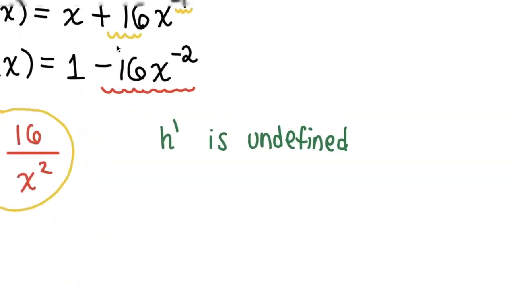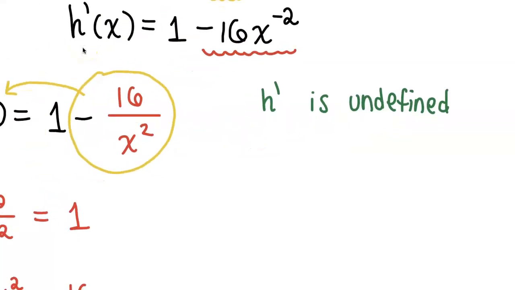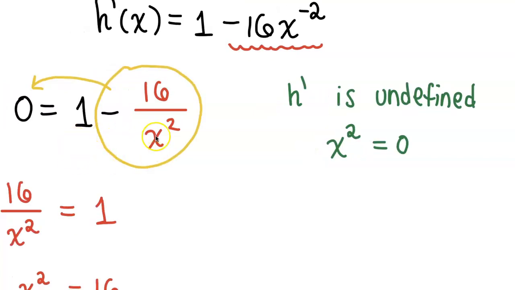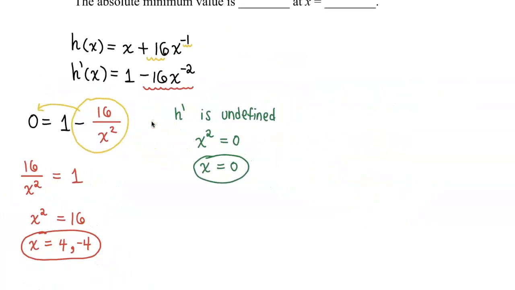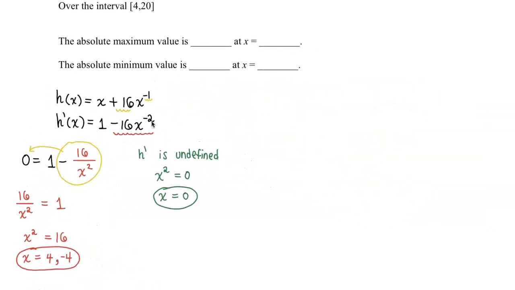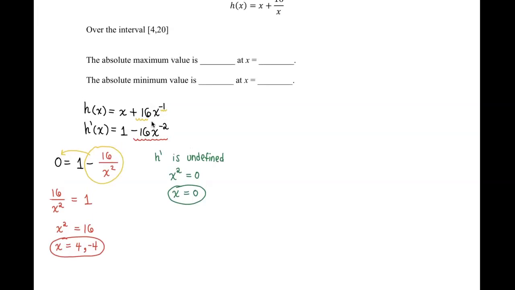When is this derivative undefined? The 1 is not really going to do anything, but look at this fraction for me. This fraction will be undefined when the denominator is equal to 0. So h prime is undefined when x squared is equal to 0, because that's the fraction part that can make this undefined. So we're going to solve for the x value here. x squared is equal to 0, and x is equal to 0. I feel like we have so many values to check. But let's go back and look at that interval here. They gave us an interval from 4 to 20.